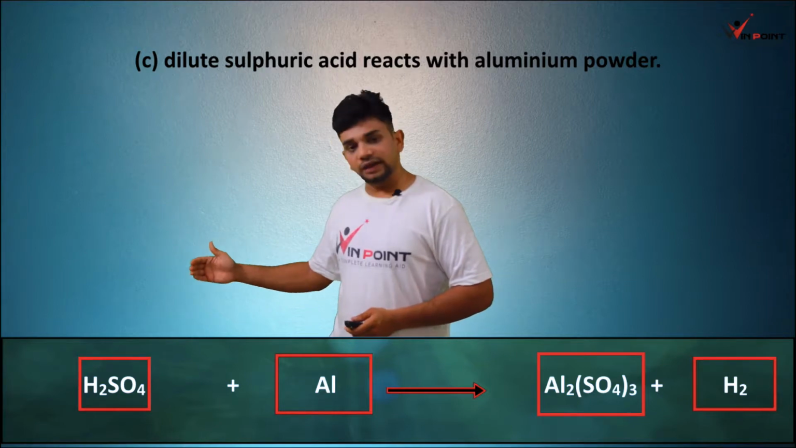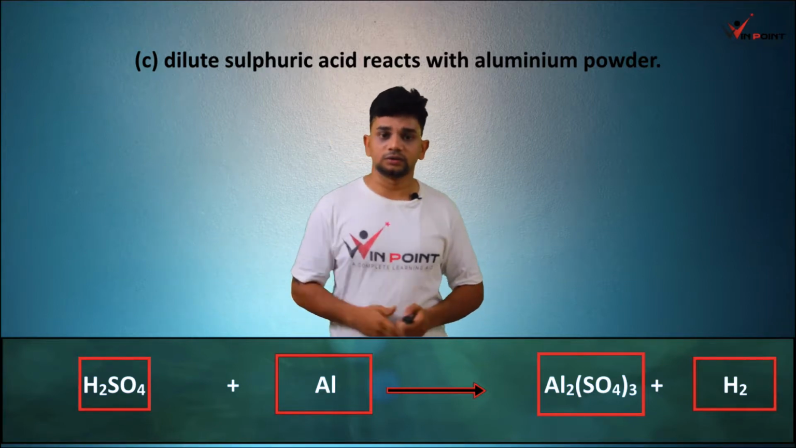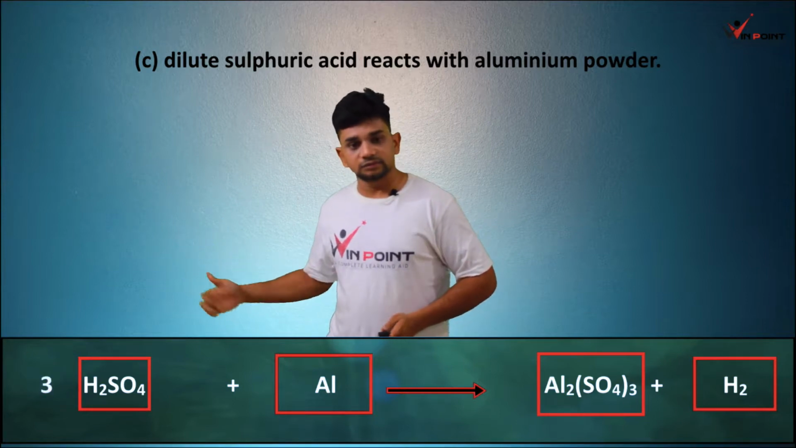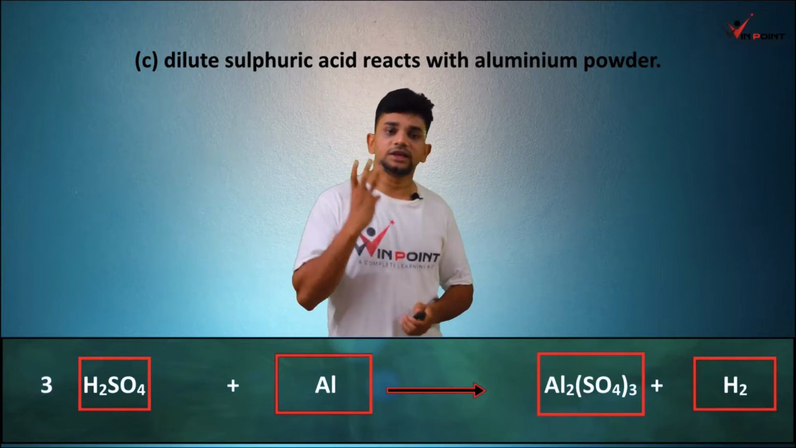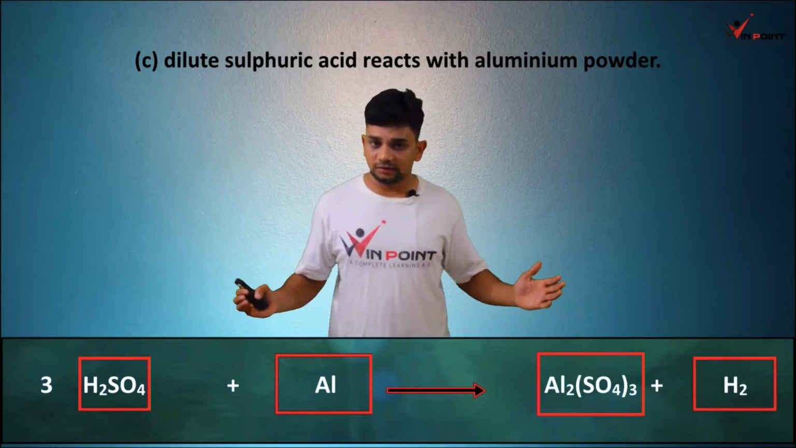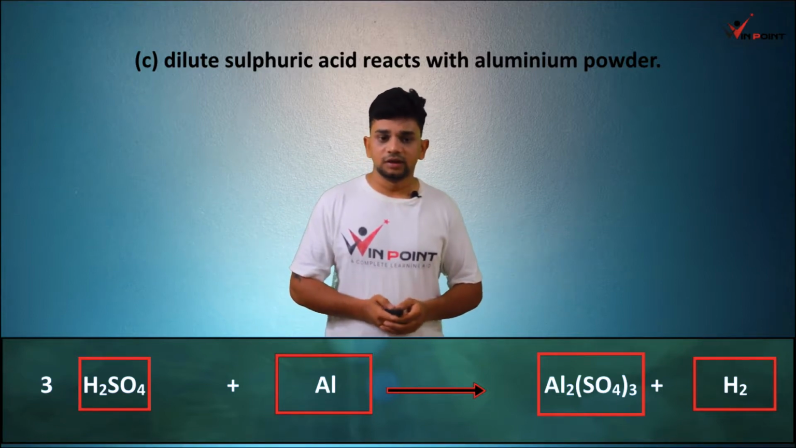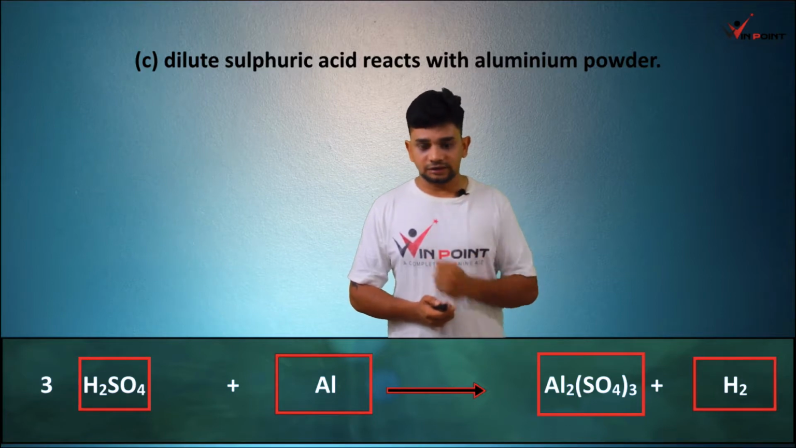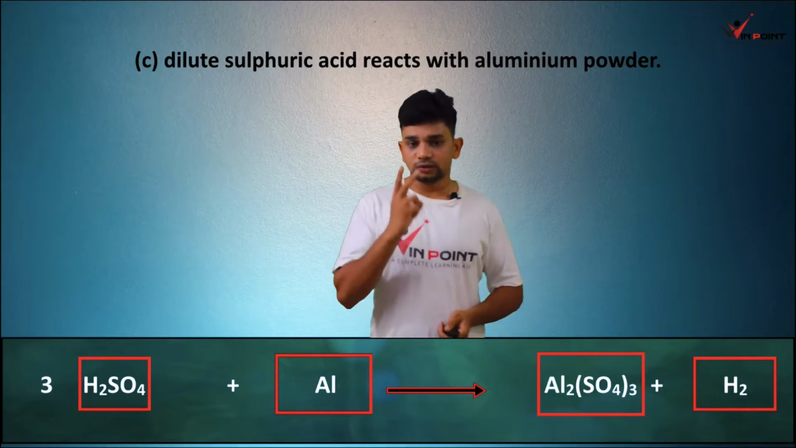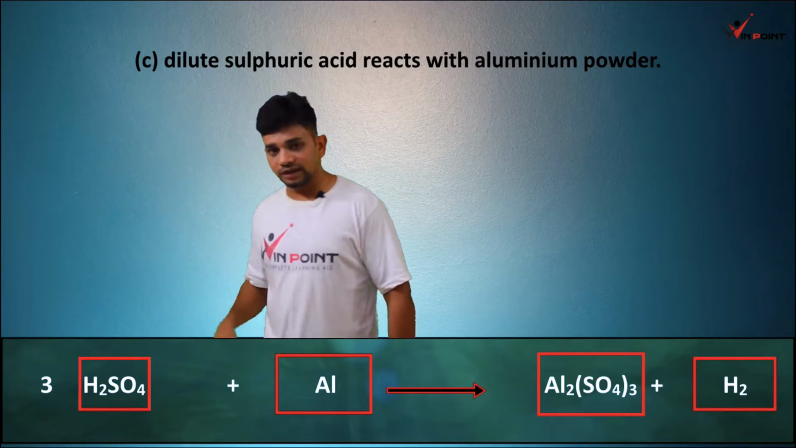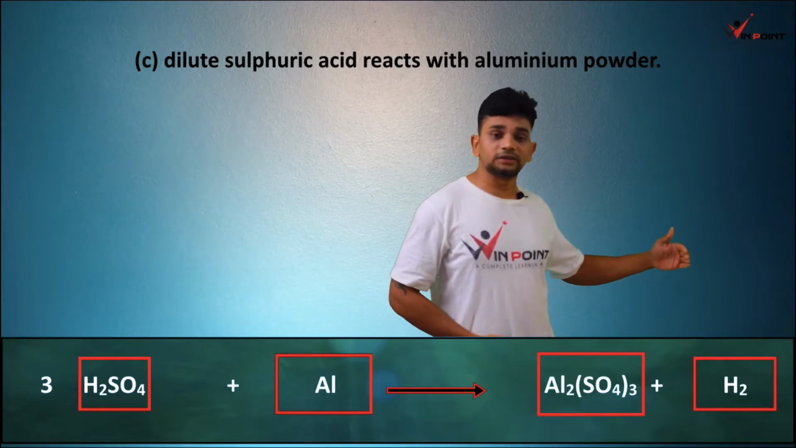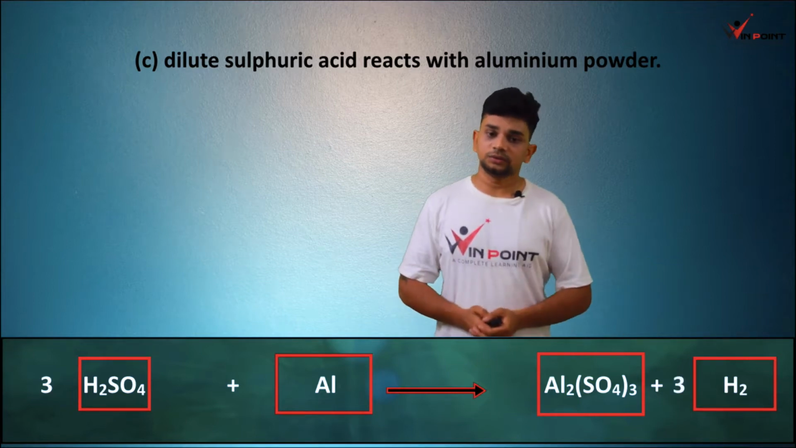It is H2SO4. There is only one H2SO4, so only one SO4. Here we are going to add a 3, 3 H2SO4. Now there are 3 H2SO4, which means 3 SO4 groups. Number of SO4 is balanced. Now we can count the number of hydrogen. Here it is H2, which means only 2 hydrogen. It is 3 H2SO4, which means 6 hydrogen, 3 into 2. So here also we need to add a 3. It is 3 H2, now 6 hydrogen.